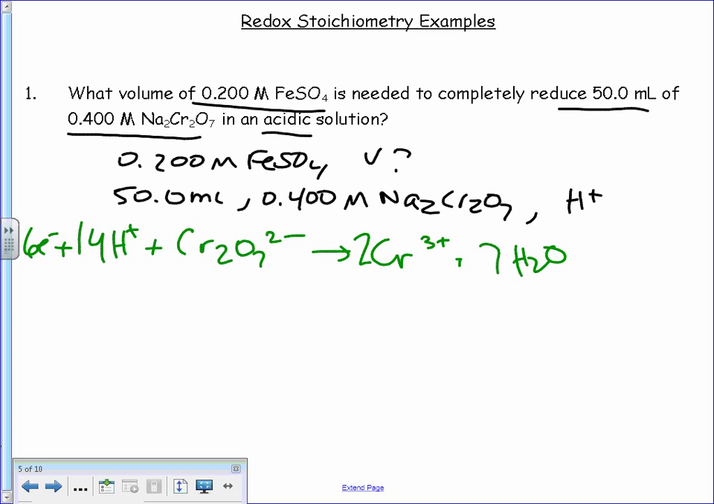So if we know that this is a spectator, this is our oxidizing agent. We need a reducing agent. Therefore, we need something to be oxidized. So what could be oxidized? Fe2 plus goes to what? Fe3 plus, losing 1 electron. Okay, that half-reaction is done. Next.